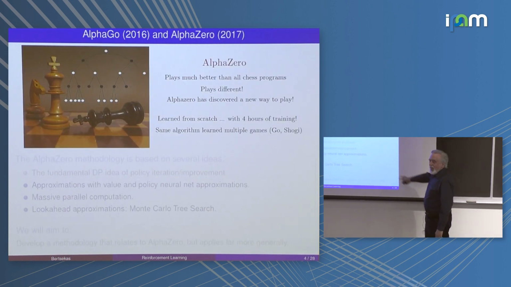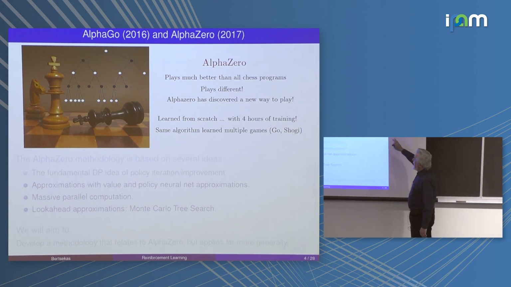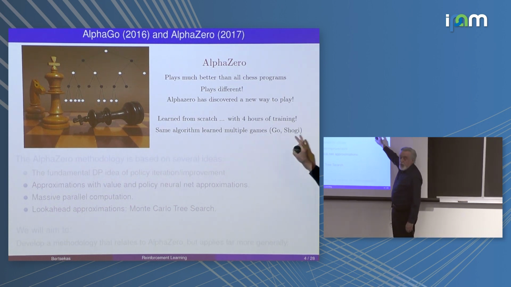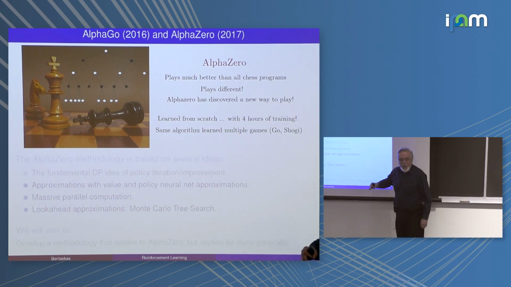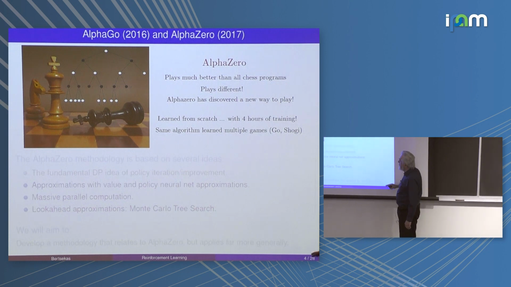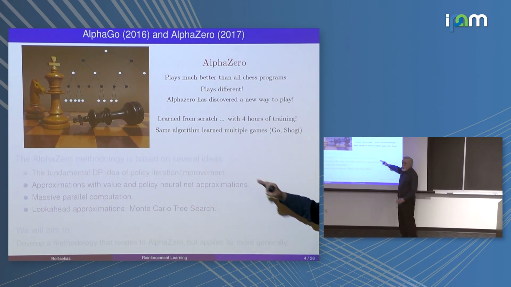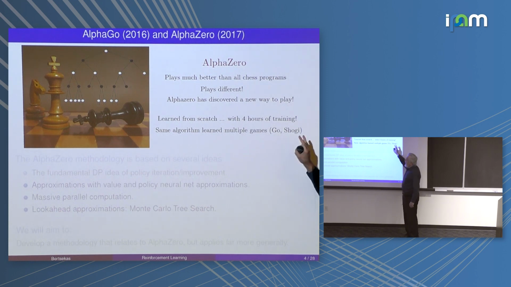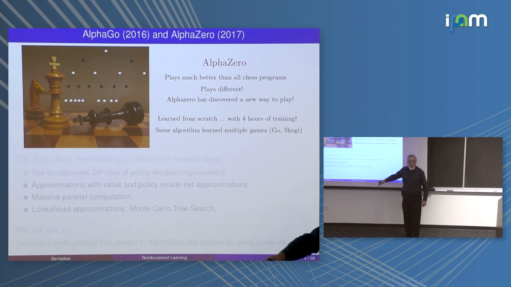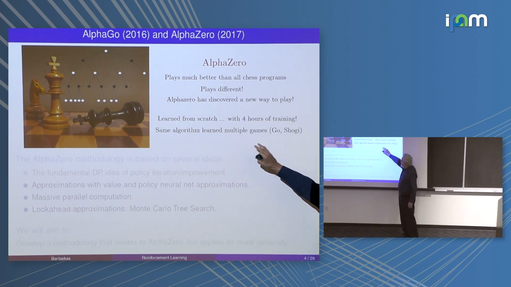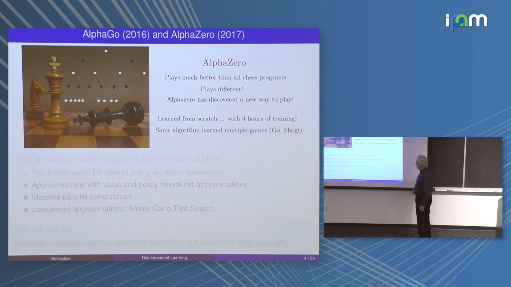So, okay, let me start with AlphaZero. It's an amazing accomplishment. It plays much better than old chess programs, but most importantly, it plays different. It has discovered new ways to play an ancient game. I think that's very remarkable. Moreover, it has learned from scratch just the rules of the game, and after 4 hours of training, it could play as well as the best computer program, and after several days, it could play much better than that. And moreover, the algorithm that it used is portable because in particular, it learned how to play other games, such as Go, Shogi, and others.